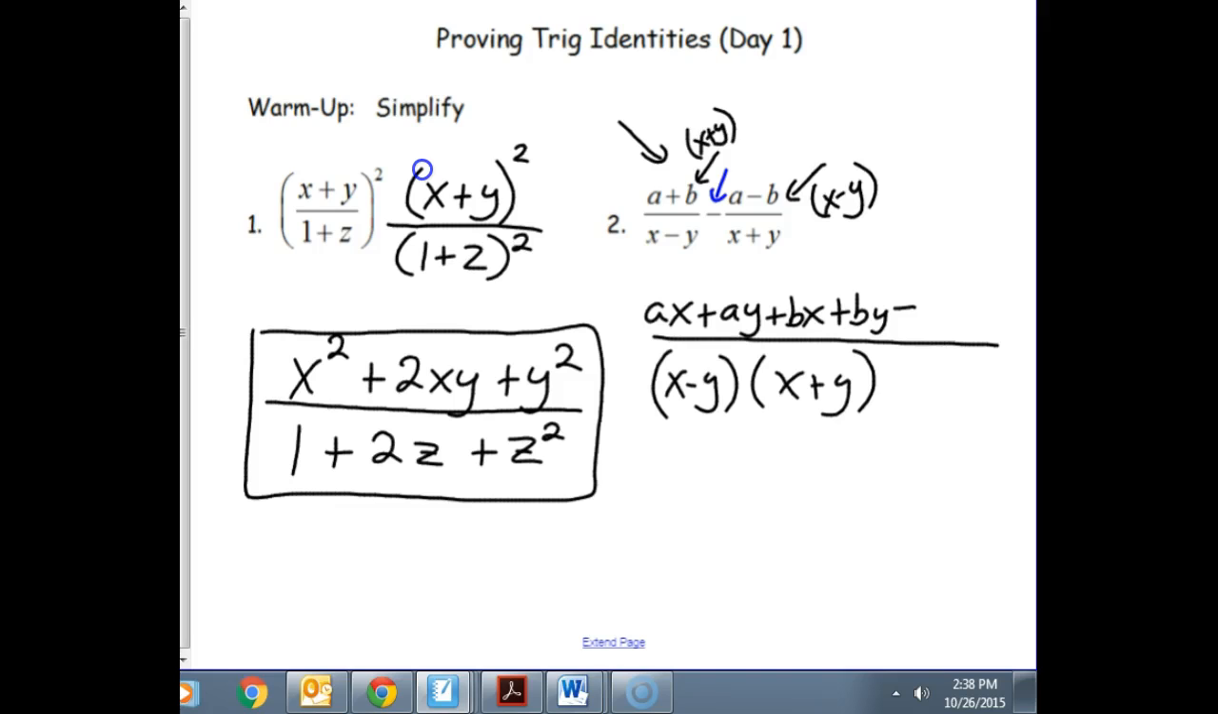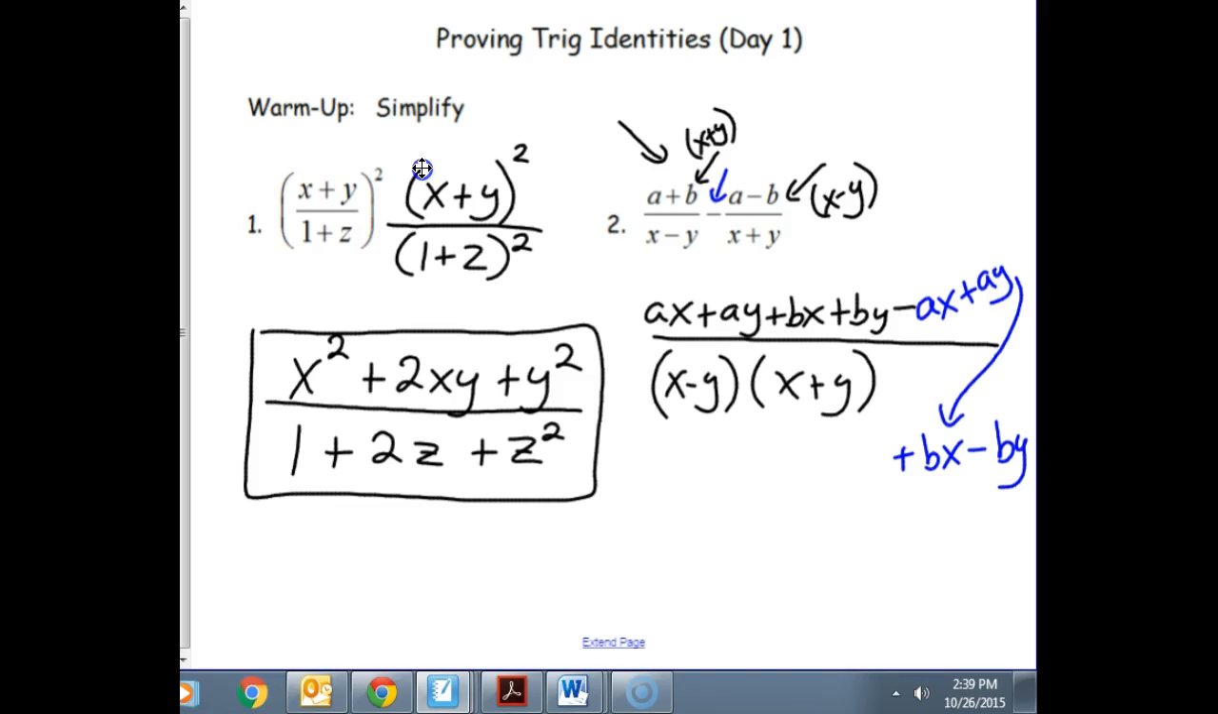A negative ax, a positive ay, a positive bx and a negative by.